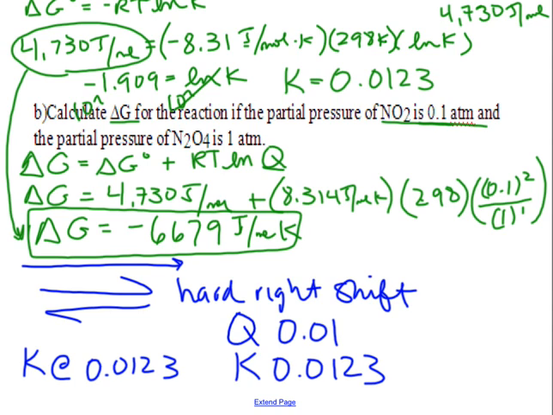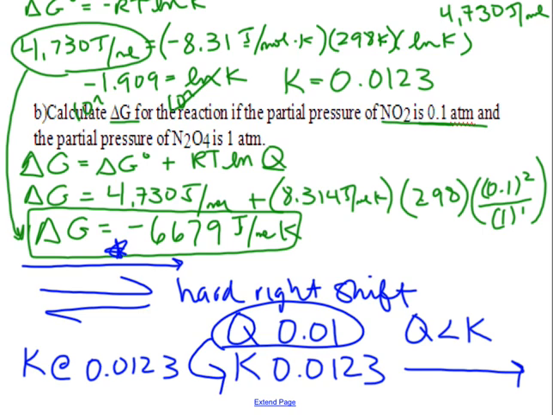So looking at Q, isn't Q less than K? If Q is less than K, what is going to happen? Q needs to become K, right? So if Q needs to get bigger, what kind of shift is that going to be? A right shift. And that's why our delta G became spontaneous, because for Q at this value, to get back to being K at that value, we have to shift right.